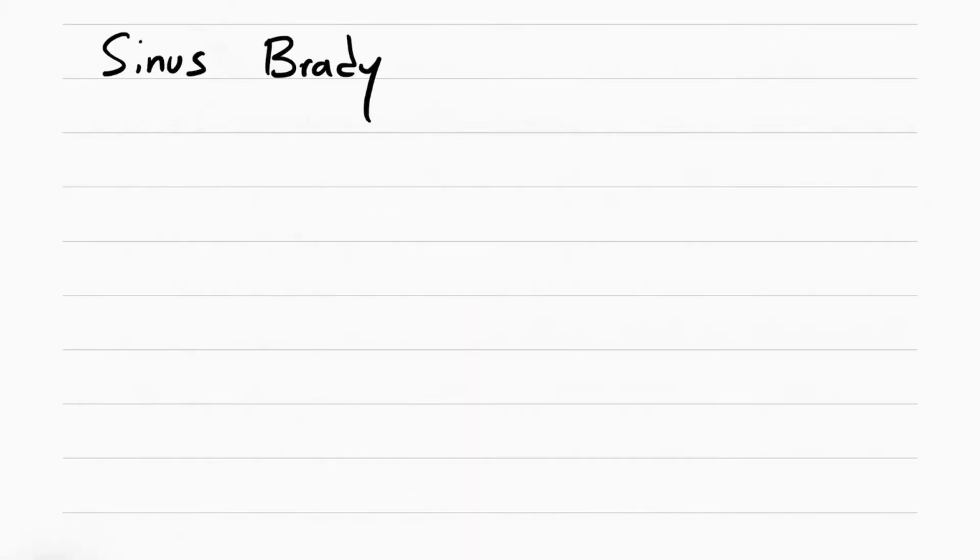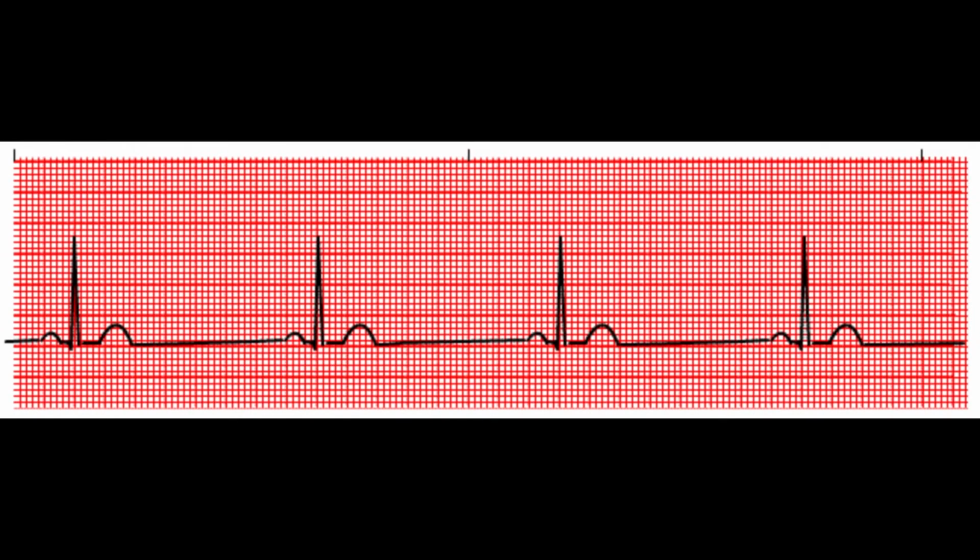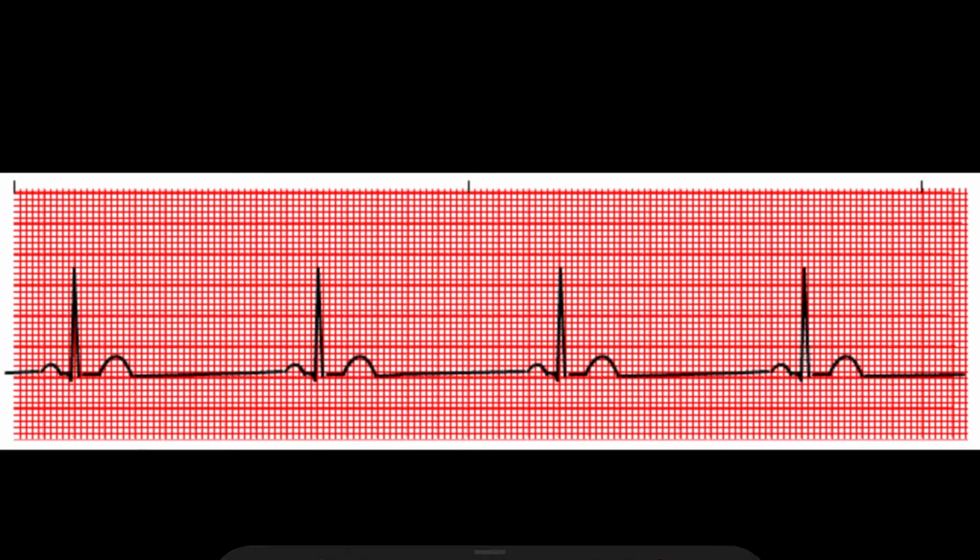The next rhythm is called sinus bradycardia. And when we take a look at the rhythm, we see that P, Q, R, S, T is all there, but there's less of them. There's only 4 in this case. And if we multiply times 10, that makes 40 beats per minute.